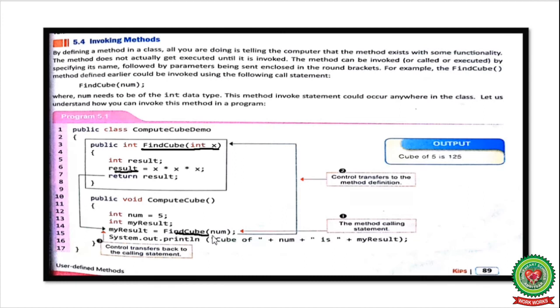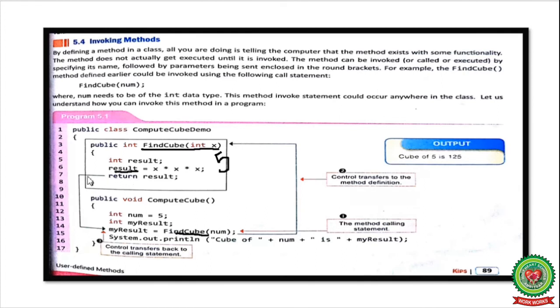Now students, here it is num. So find cube num, one parameter is there, that is num. Here also one parameter is there, that is int x. So num value is 5. So what will be the value of x? Value of x will become 5. Now after calculating, return result: 5 into 5 into 5 is 125.